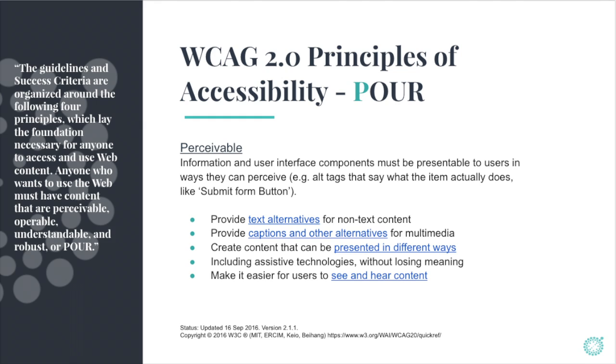So, WCAG 2.0 established 4 principles, POUR, for which there are 3 levels, A, AA, AAA. Let's review the principles first. Perceivable. Information and user interface components must be presentable to users in ways that they can perceive. Provide text alternatives for non-text content, provide captions and other alternatives for multimedia, create content that can be presented in different ways, including assistive technologies, without losing meaning, make it easier for users to see and hear content.